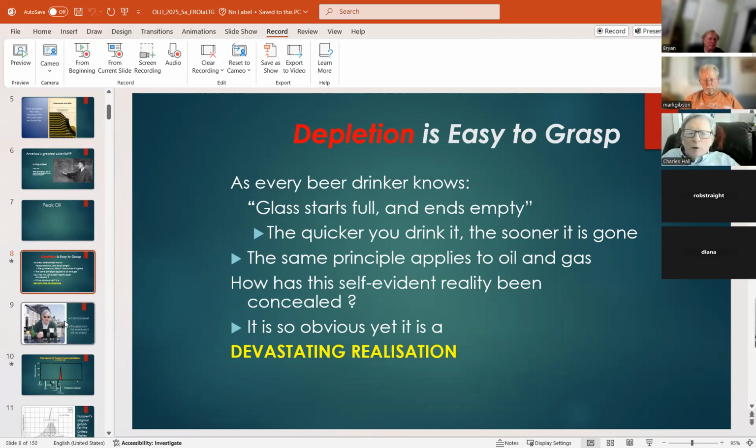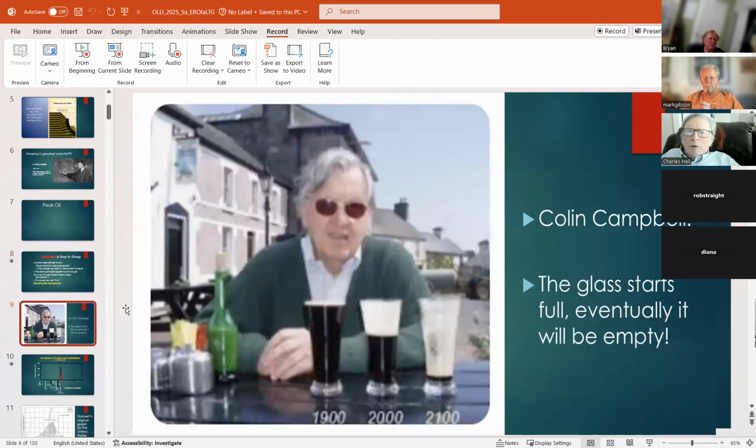And these are the words of another fellow I got to know rather well, Colin Campbell. Not a very clear picture, but you can see in front of him three glasses of Guinness, and I showed you this before. This is his perception of about where we were with respect to oil in the ground in 1900, 2000, and 2100. The glass starts full and eventually it will be empty. And the important thing is the faster you drink it, the sooner it'll be gone.